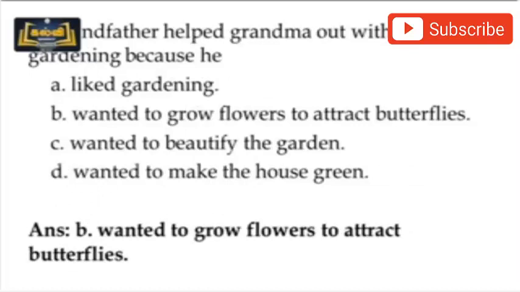Question 3. Grandfather helped grandma out with the gardening because he dash. Option A, liked gardening. Option B, wanted to grow flowers to attract butterflies. Option C, wanted to beautify the garden. Option D, wanted to make the house green. The answer is option B, wanted to grow flowers to attract butterflies.